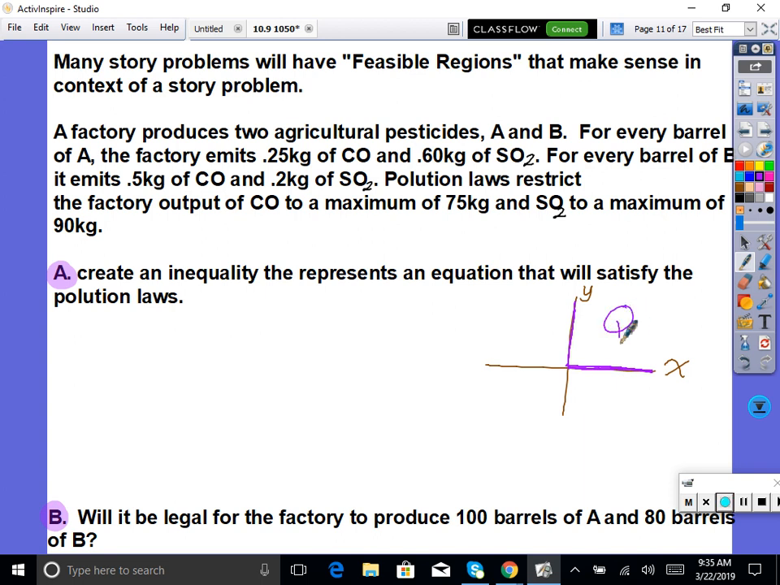So usually we're always in quadrant 1 for story problems. That's called a feasible region. It just means applicable region in the context of the story problem. So let's set up this story problem here.